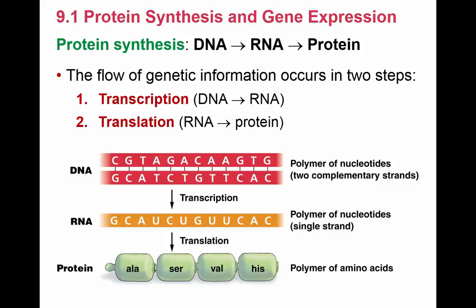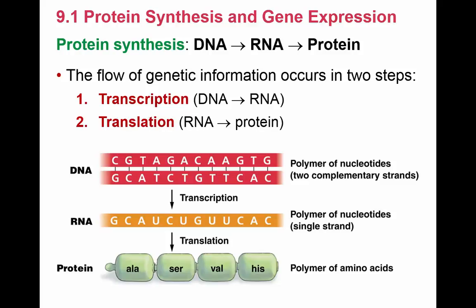So we have a couple of names for the flow of genetic information through this protein synthesis. So two steps here, transcription and translation. Transcription is the first half of protein synthesis where we start with the DNA and we use it to make RNA. And then translation follows where we take RNA and use it to build the protein.